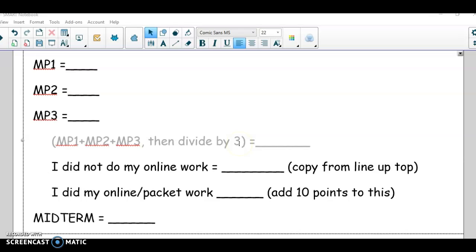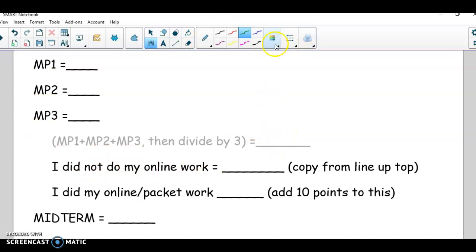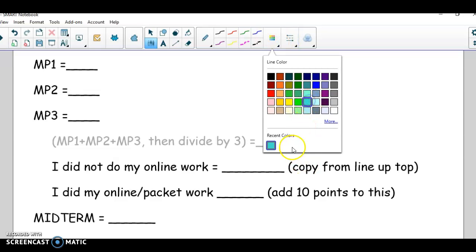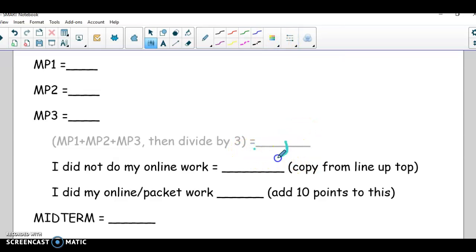Now, if you were only in for 2 marking periods, then you would just divide it by 2, okay? You find the average: add them up, divide by how many there are. And so you would get a number in here, and then you would say, I didn't do my online work. So if you didn't do your online work, you're just going to copy it right in here. But if you did, you're going to say, oh, I did my online work, so I'm going to add 10. Whatever I get here, I'm going to add 10 points to it.